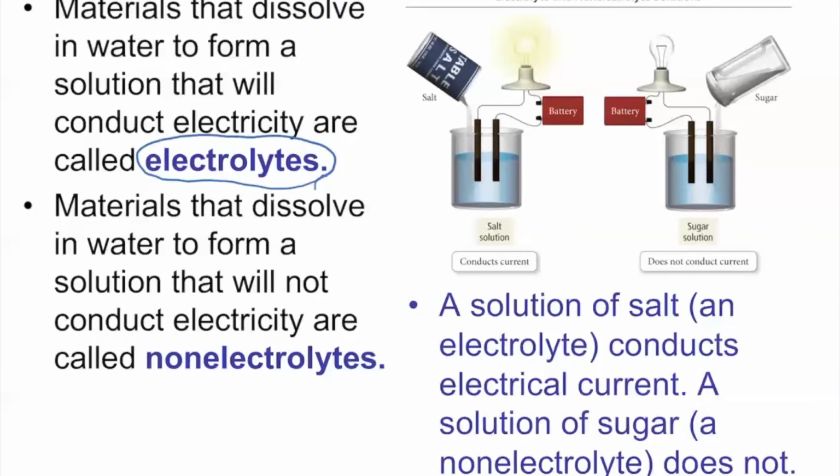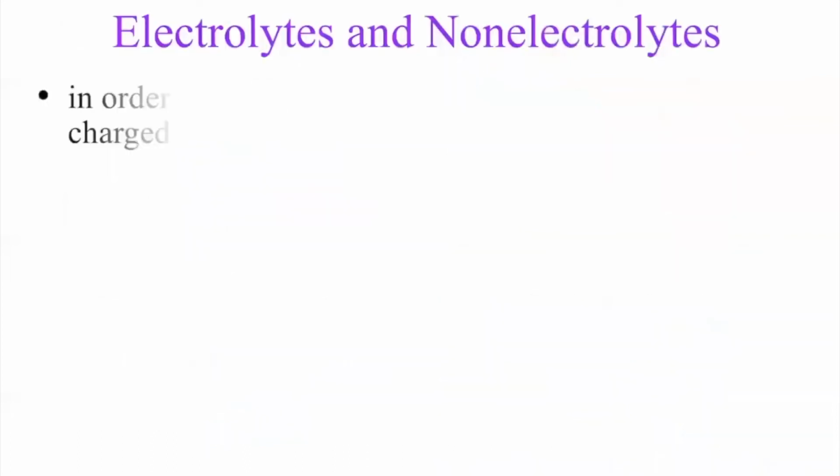So whenever we have substances that dissociate in water and have individual charges, we call those substances electrolytes. The reason they are called electrolytes is because they have the ability to conduct electricity. Materials that dissolve in water to form a solution that does not conduct electricity are called non-electrolytes. So these will be your molecular compounds, because they don't dissociate. The sugar will dissolve in water, but it will stay together. A solution such as salt, which is an ionic compound, will conduct electricity. It's considered an electrolyte.